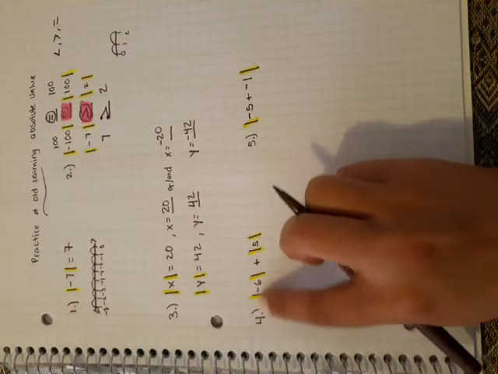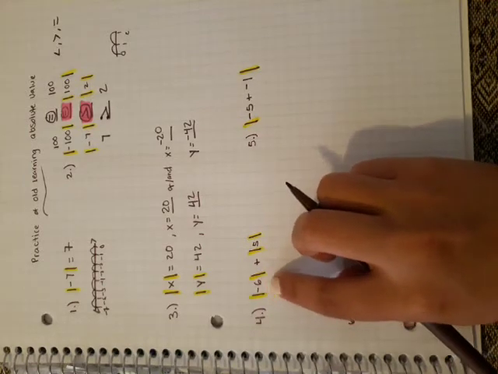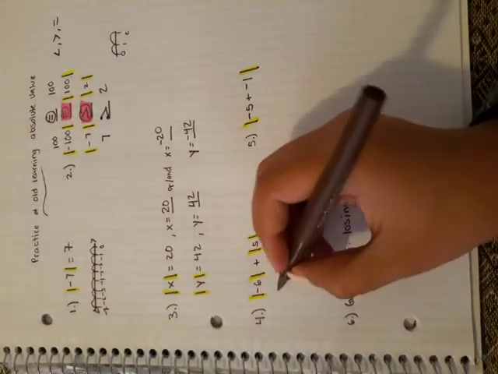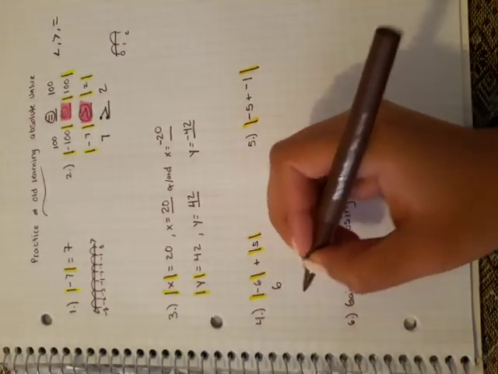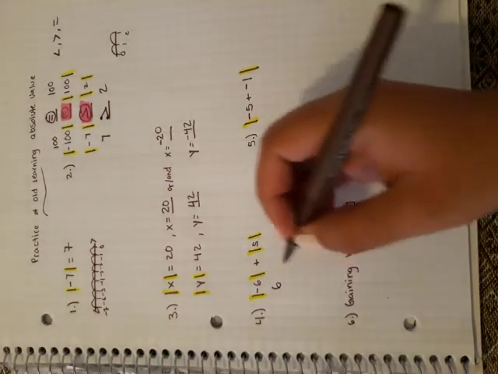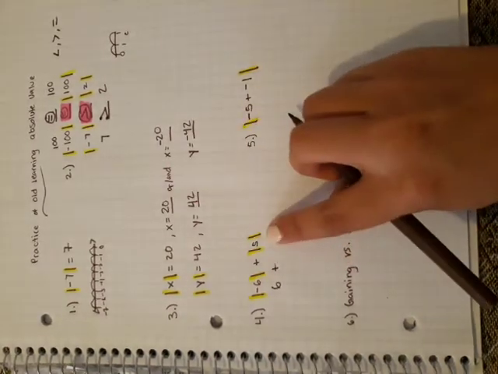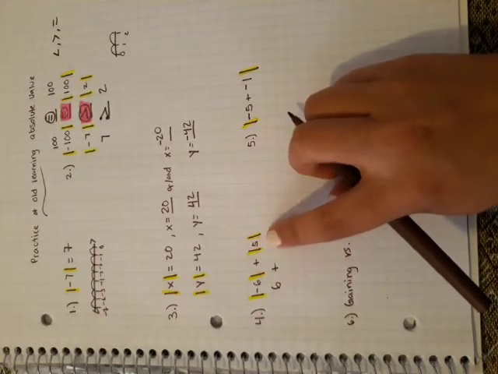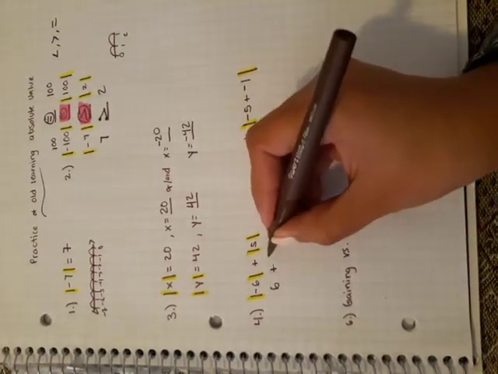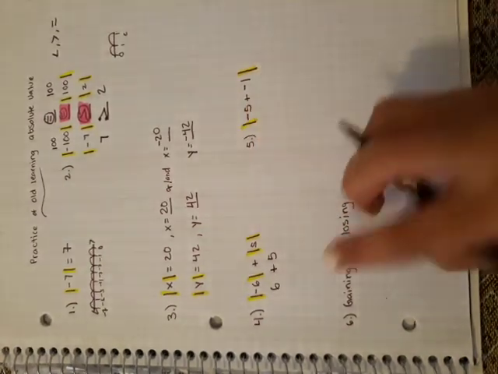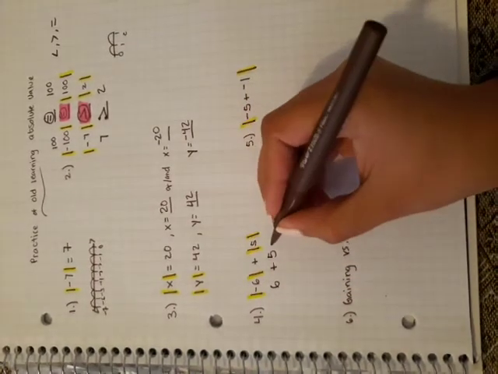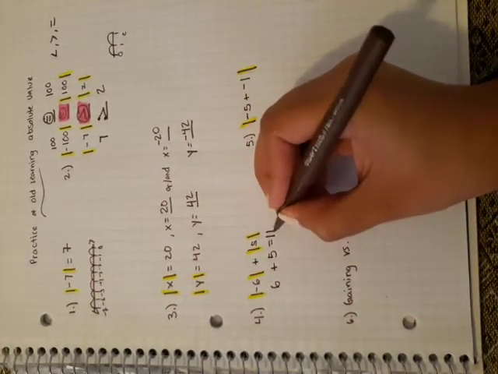The absolute value of -6. How far is -6 away from 0? -6 is 6 spaces away from 0. Right? 6 plus the absolute value of 5. How far is 5 away from 0? 5 spaces. All right, now that we've got rid of the absolute value bars, we can add them. 6 plus 5 equals 11.